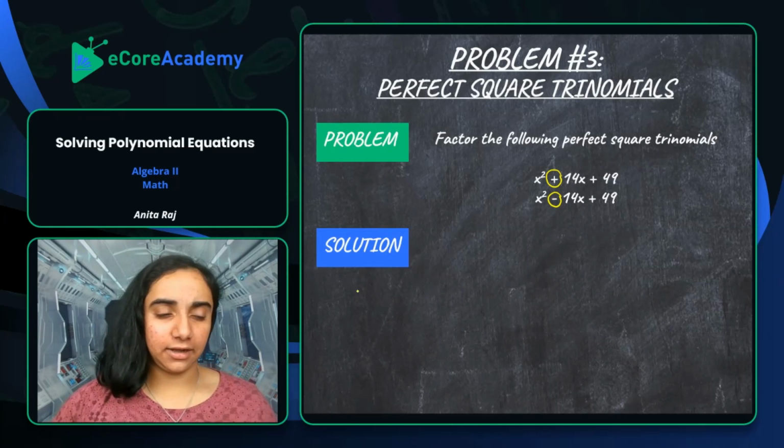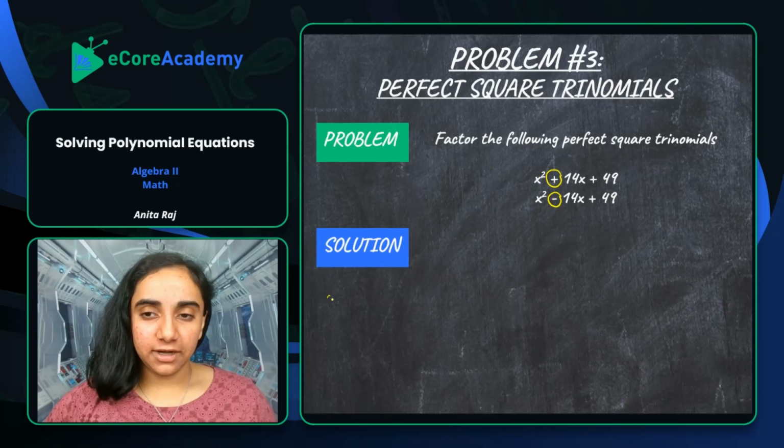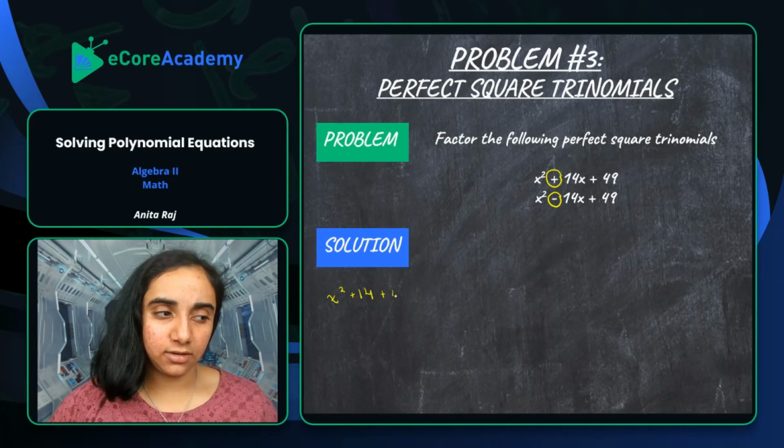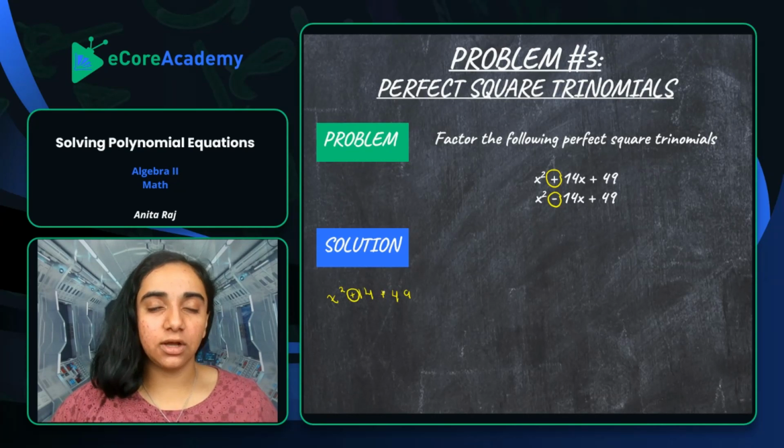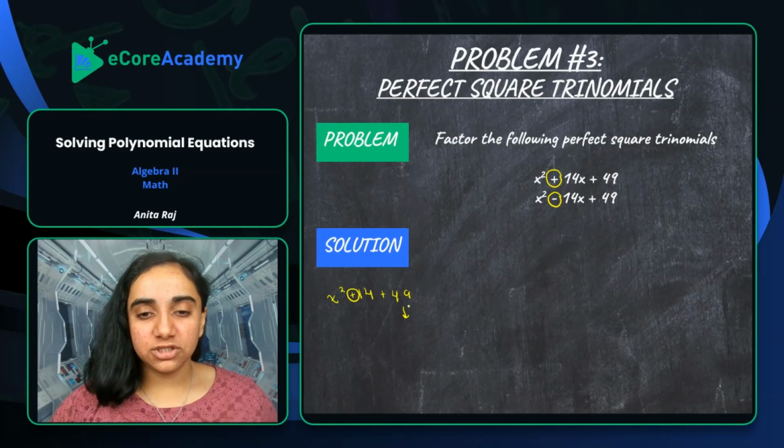So here's your solution. We'll run through that again now. First I'm going to rewrite it. The first one, x squared plus 14x plus 49. We see the plus sign. We want to acknowledge that so we know which perfect square trinomial formula we're going to use. And we want to acknowledge that the factors of 49 are 7 and 7. So that's going to be our perfect square trinomial because these are both the same exact number.